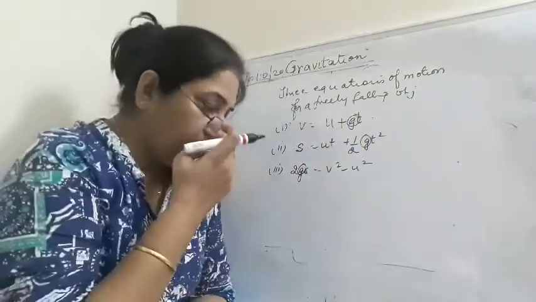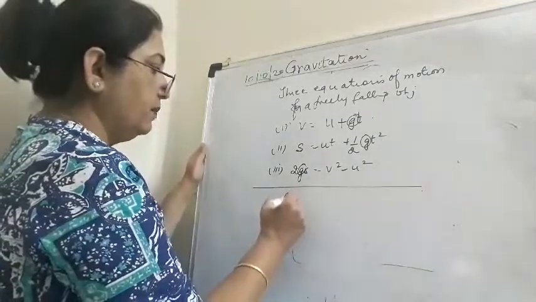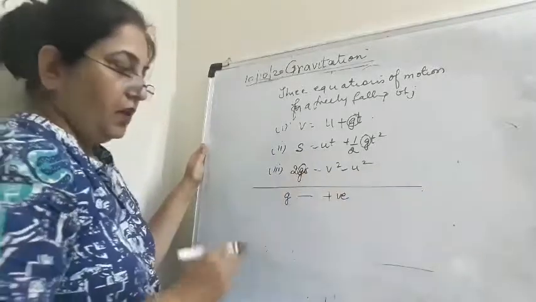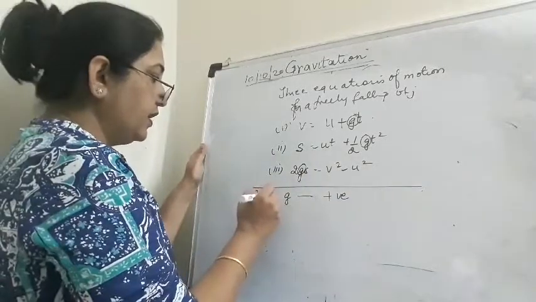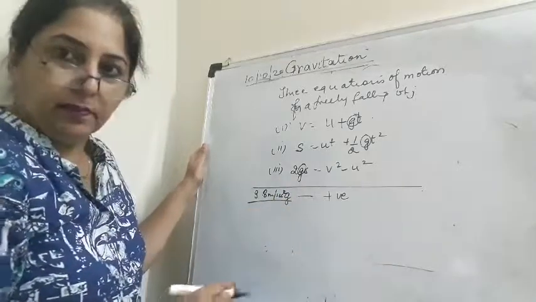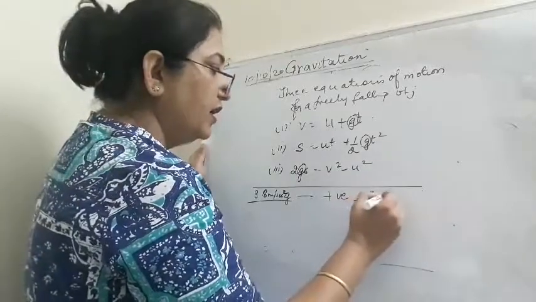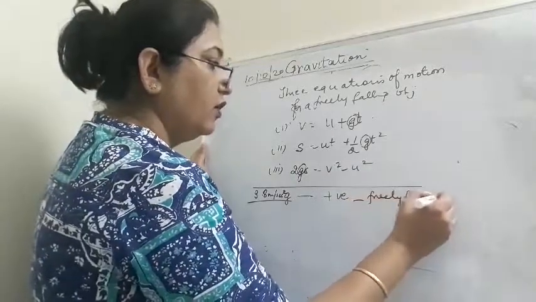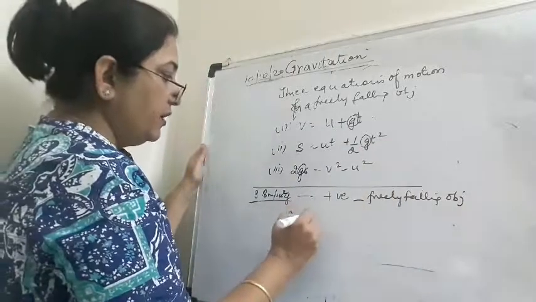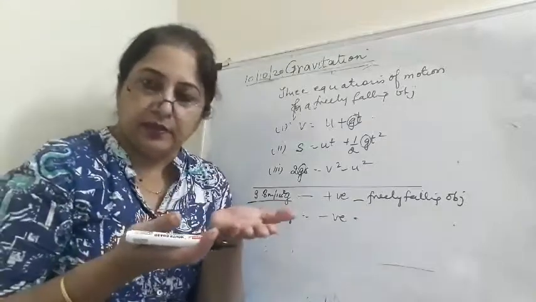Now one more thing, I think I just left it out, when I was telling you the important points about g. What is the value of g we take? 9.8 meter per second square. When we are solving numericals, g is taken to be positive for a freely falling object. Yes, but g will be negative when we throw the object upwards.